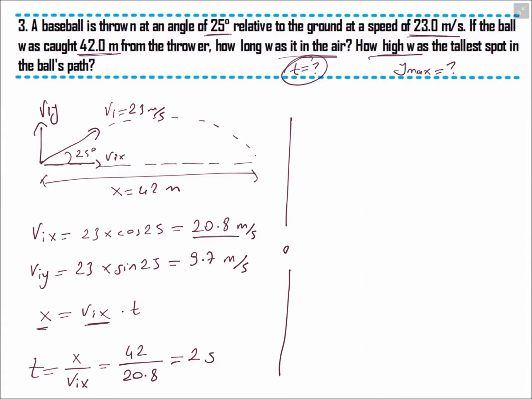And it's asking also for the highest point, so that means at the mid part of the path, y max. At y max, the y component of the velocity is 0. So we have the initial and final velocity of the y component. The initial velocity of the y component is 9.7, and the final velocity of the y component will be 0.